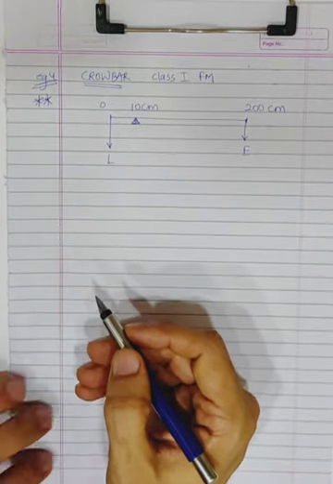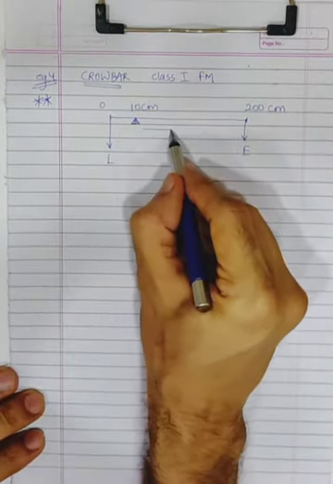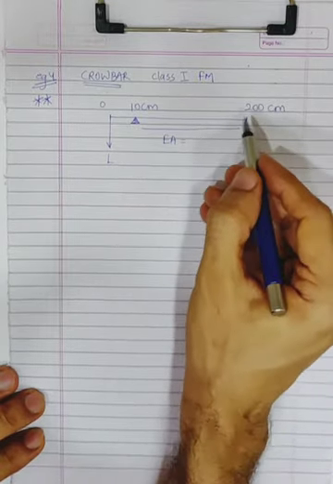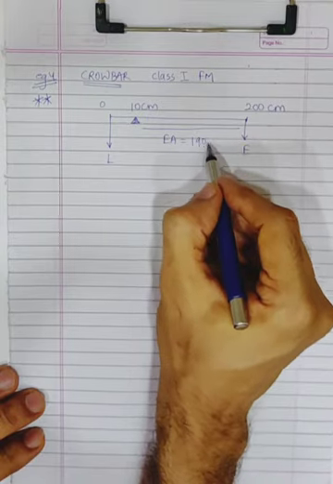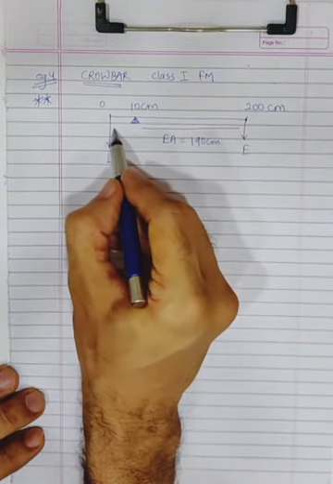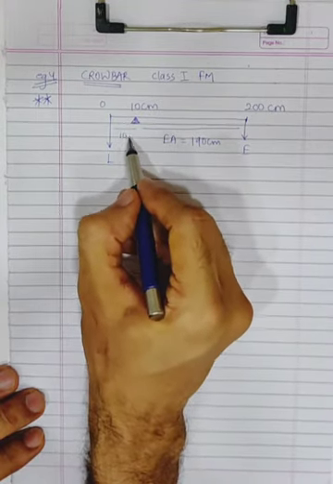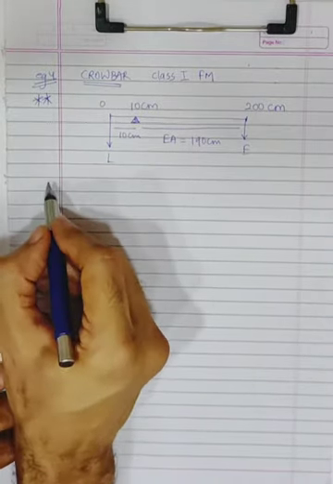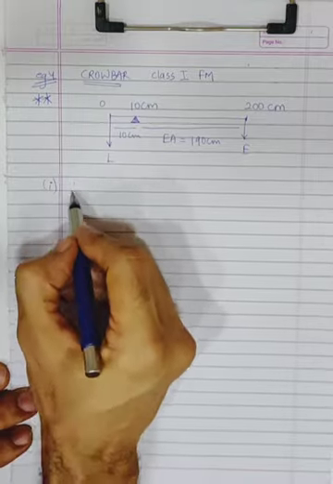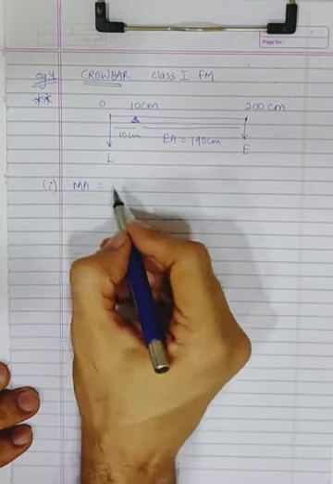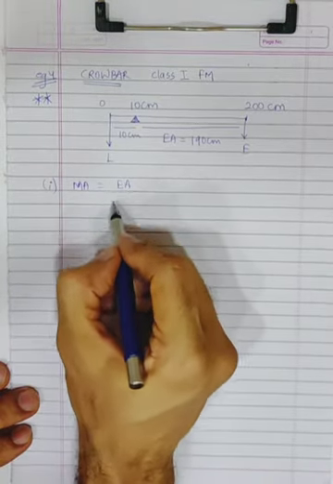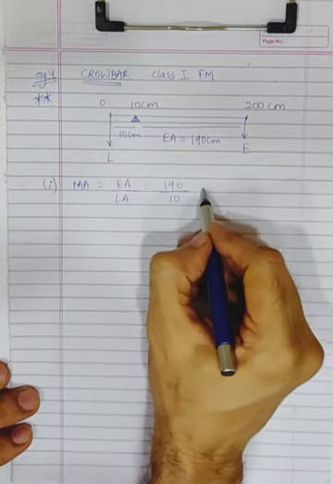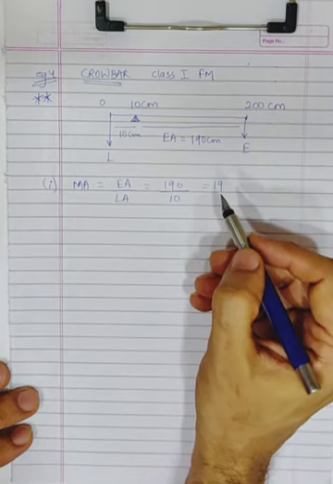Okay. Now calculate the mechanical advantage. So first, the distance from here to here is what? Effort arm, which is equal to 200 minus 10, so that becomes 190. Distance from load to fulcrum is 10 centimeter. That's your load arm. So first part is what you have to find out. Find its mechanical advantage. So what is MA equal to? Effort arm upon load arm, which is equal to 19.